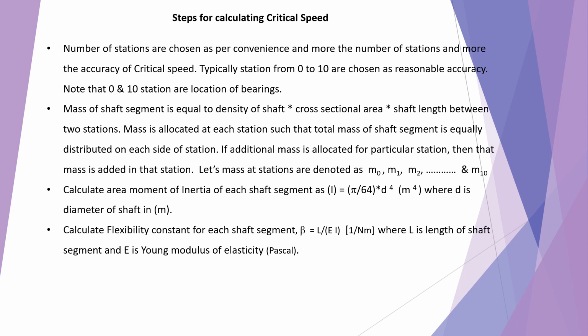Calculate the area moment of inertia of each shaft segment, that is I is equal to pi by 64 d to the power 4. The unit will be m to the power 4, where d is the diameter of the shaft in meters. Calculate the flexibility constant for each shaft segment. Beta is equal to L upon EI. The unit will be 1 upon Newton meter, where L is the length of the shaft and E is the Young's modulus of elasticity, which is in Pascal.